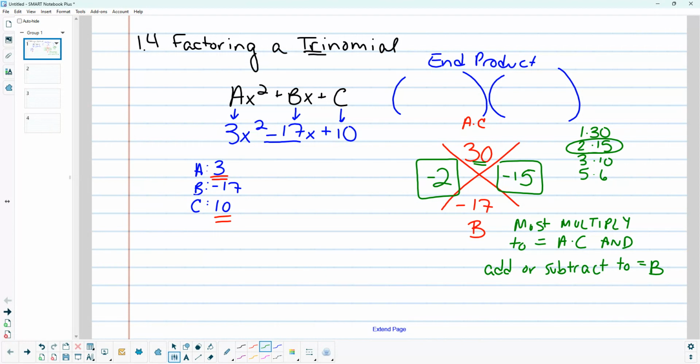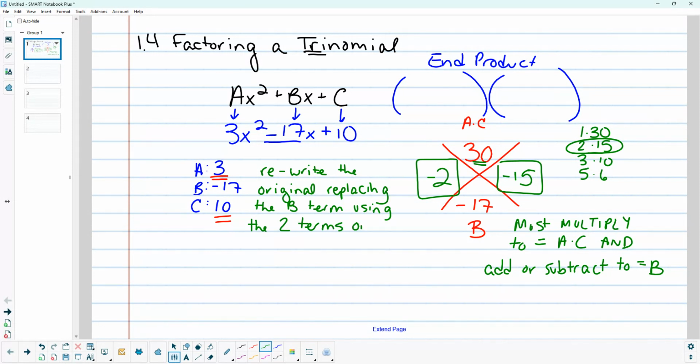Then your next step, we're going to rewrite the original problem, replacing the B term using the two terms on the side of the X. And here's how you're going to do that.